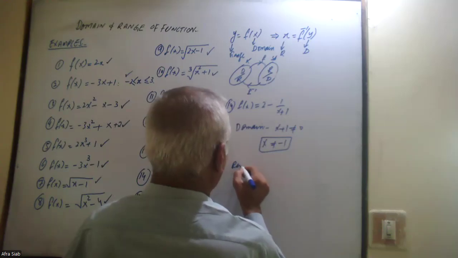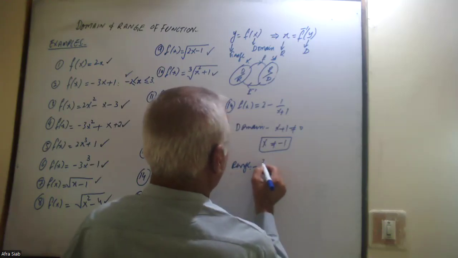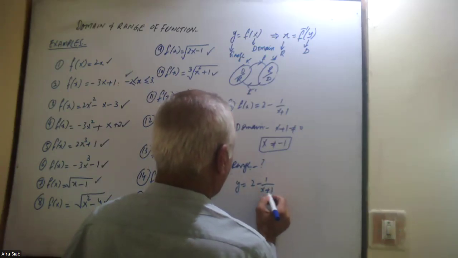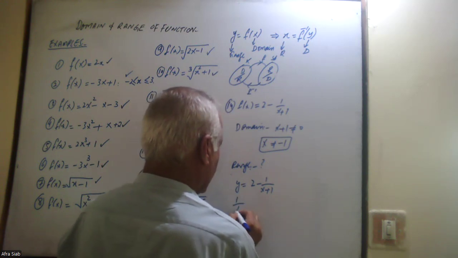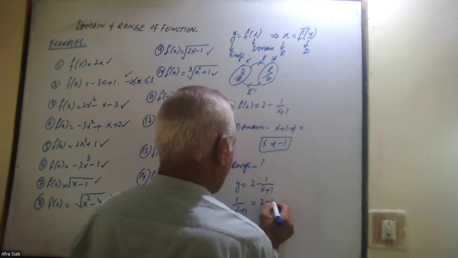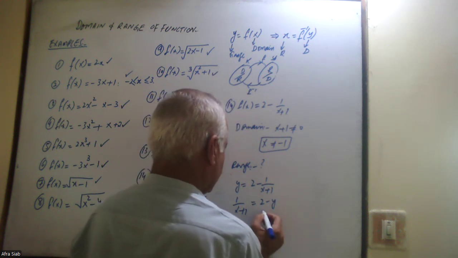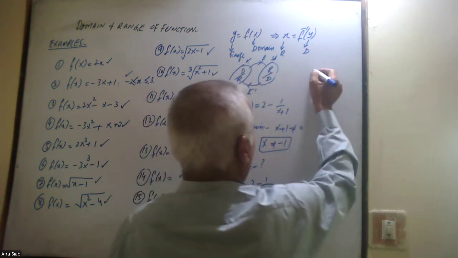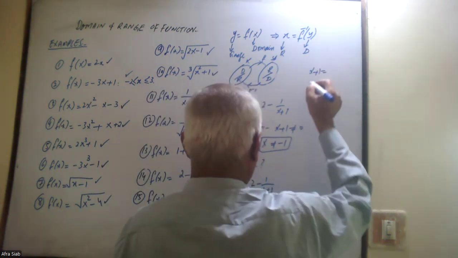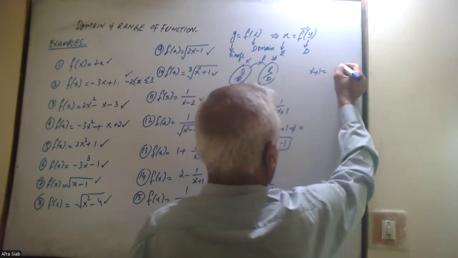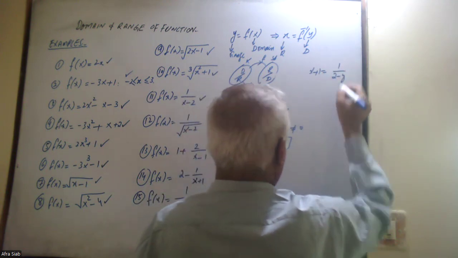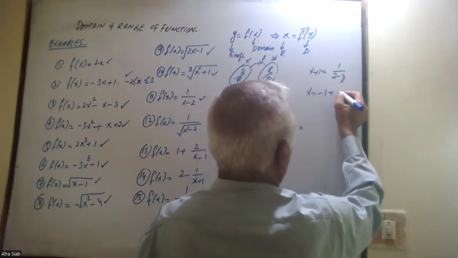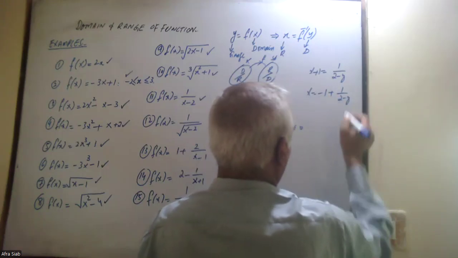And for the range, let's take y as the subject. y is equal to 2 minus 1 over x plus 1, or 1 over x plus 1 is equal to 2 minus y, or x plus 1 is equal to 1 over 2 minus y, or x is equal to minus 1 plus 1 over 2 minus y.